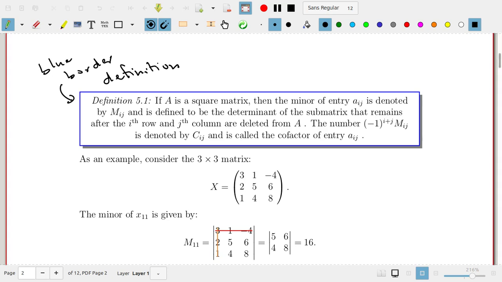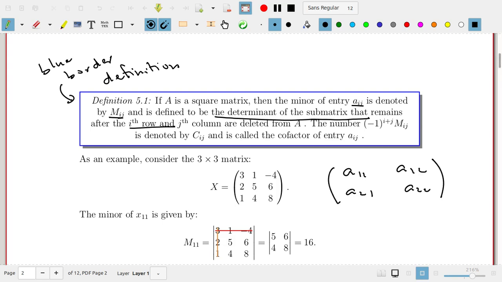If A is a square matrix, then the minor of entry Aij is denoted by Mij, and is defined to be the determinant of the submatrix that remains after the ith row and jth column are deleted from A. Okay, so for example, let's take a simple 2 by 2 matrix example.